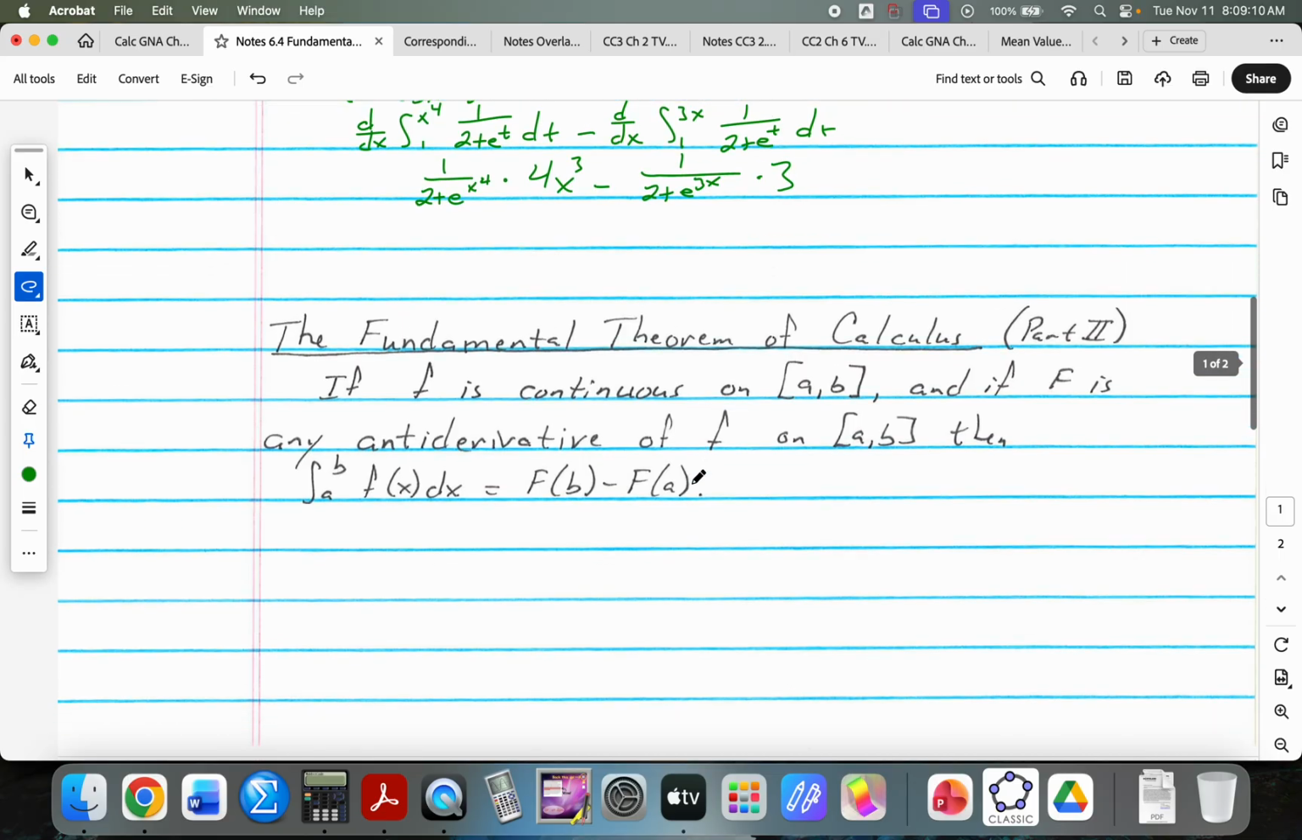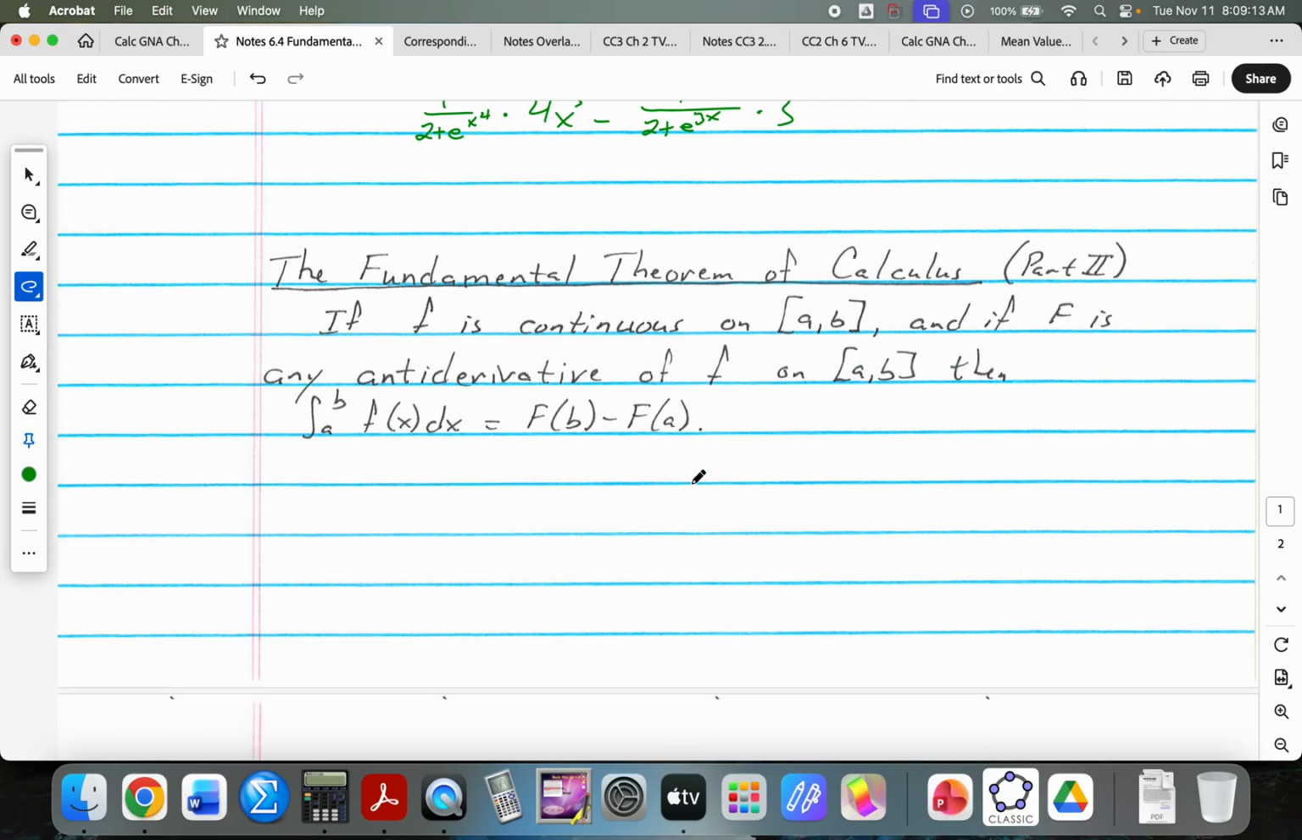Okay, and then this is the second part of the fundamental theorem, which says that if f is continuous on the closed interval from a to b, again, just continuity is all you need, and if capital F is any antiderivative of little f on the closed interval from a to b, then the integral from a to b of f of x dx is capital F of b minus capital F at a, which makes sense if you think about it this way.